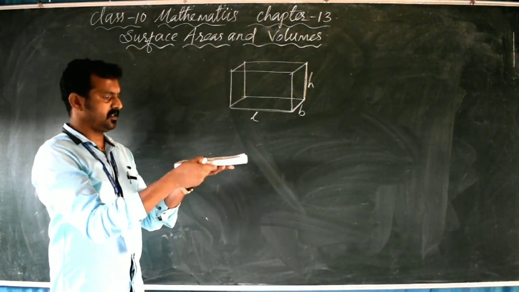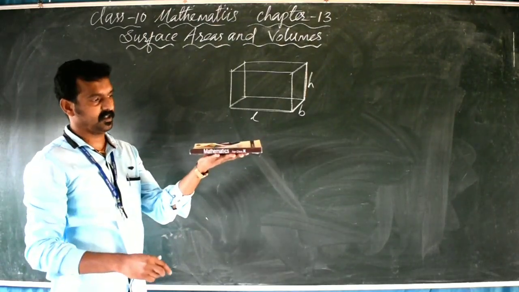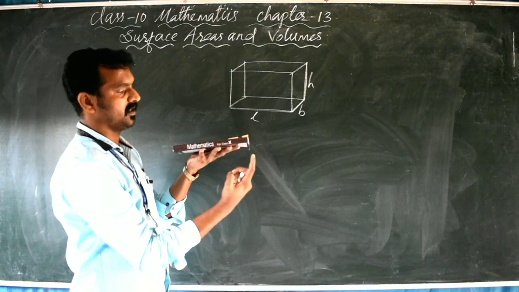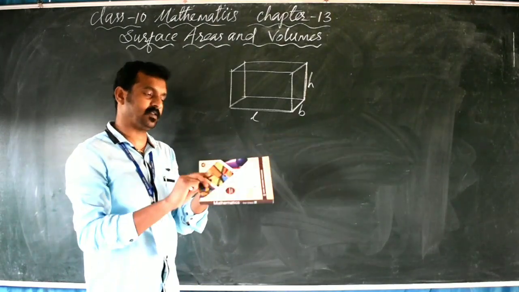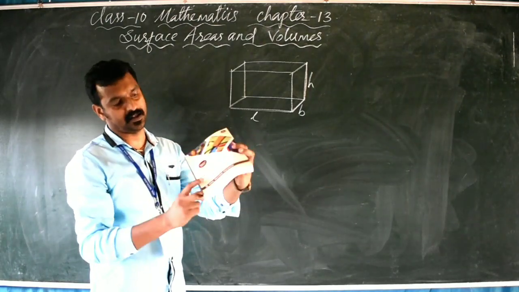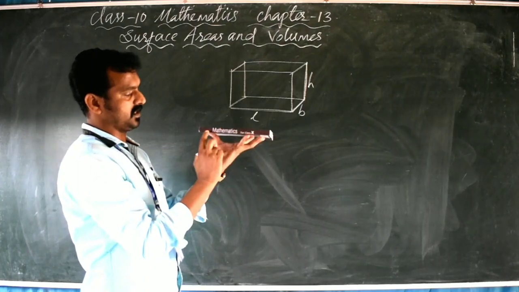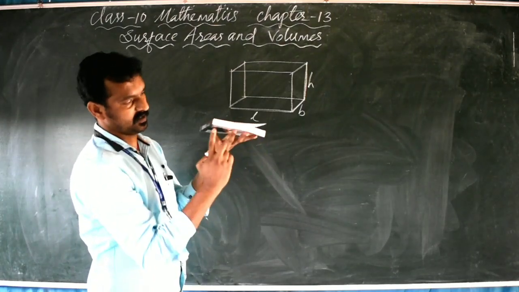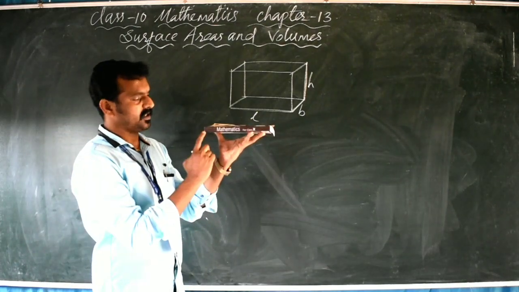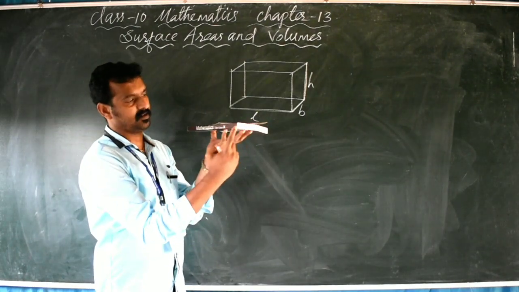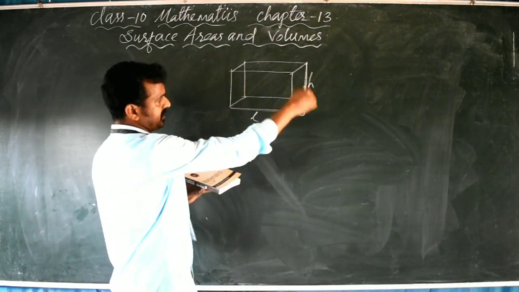Now see this textbook. We can say that it is in the form of a cuboid. It has a length, this one is the breadth and this one is the height of this cuboid. So we know that its length, breadth and height are different.